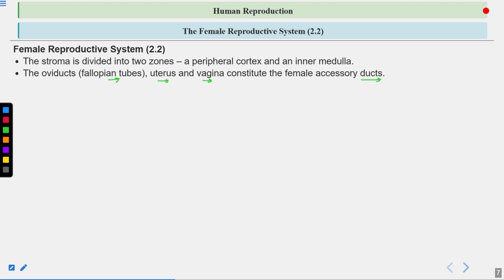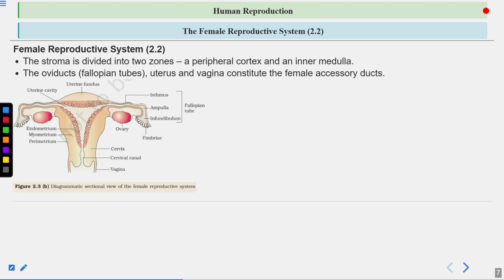Similarly, in the case of females, the oviducts, uterus, and vagina constitute the female accessory ducts. So again, the role here is the same: the transport of the female gamete. Clear? So there are 2 fallopian tubes, one arising from each ovary.